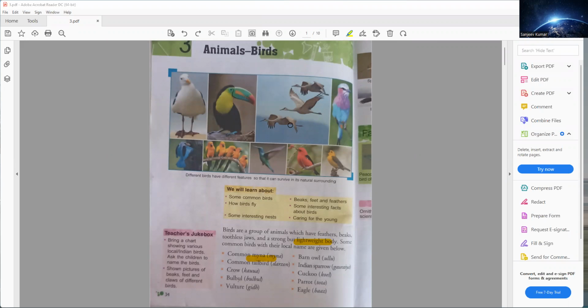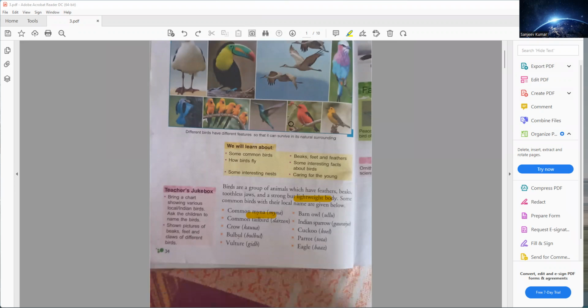Hello everyone. Today I'm going to discuss with you some of the important features of the birds. That is from your Cordoba publication book, class 3. So today we will study about the birds. The first question that arises in our mind when we see the birds.